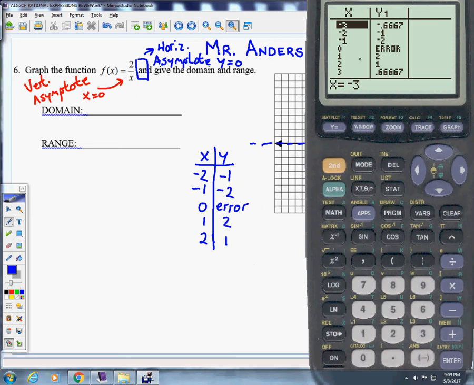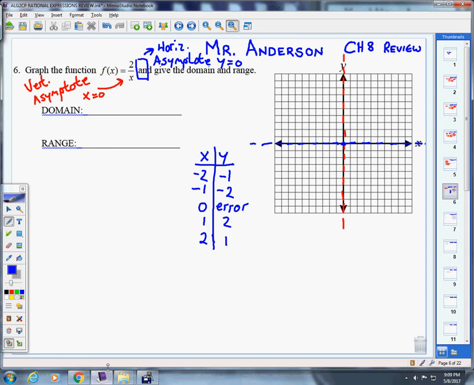All right, so let's plot these points for some accuracy. -2, -1 right here, and -1, -2 right here. Then 1, 2, and 2, 1: over 1, up 2, and over 2, up 1. All right, and then I want to draw my graph. I'll do that in black here.